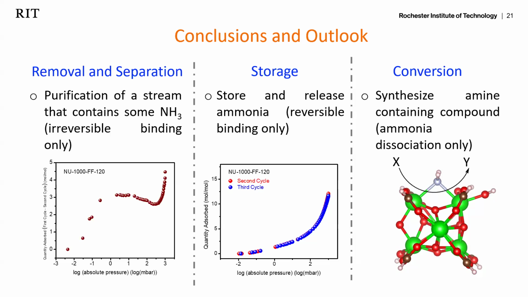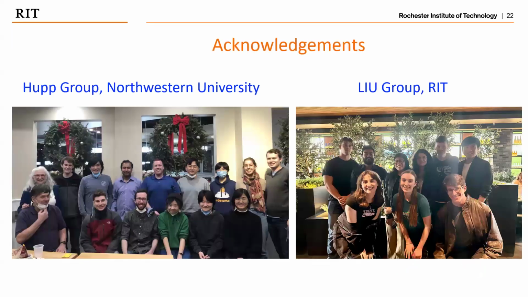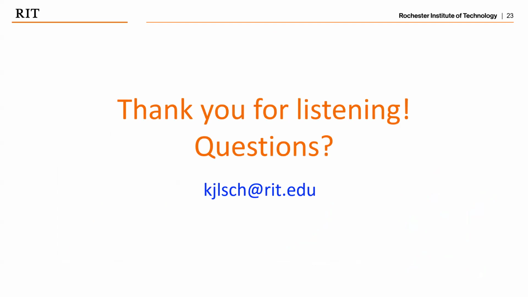For the conversion, this is what we continue doing here at RIT, how to use this splitting. Usually ammonia decomposition starts from the ammonia splitting. So we want to see whether we can use this NH2 to get some amine-containing compounds. All right, thank you. I'm ready for questions.